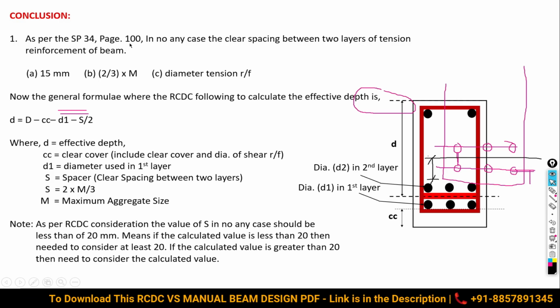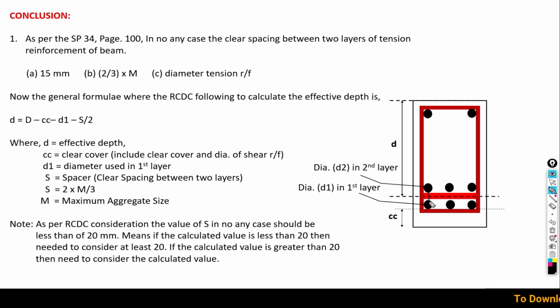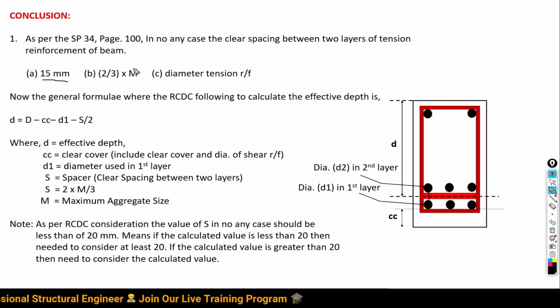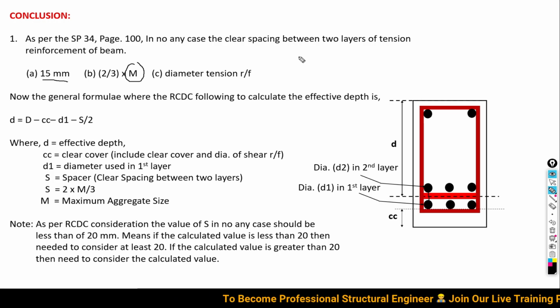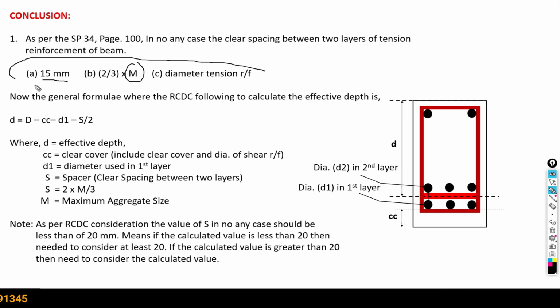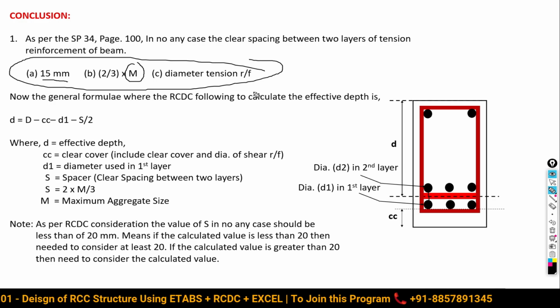As per SP34 page number 100, in no case should the clear spacing between the two layers of the tension reinforcement, the clear spacing between the two layers of the main reinforcement, be less than 15 mm, or less than 2/3 of your maximum aggregate size, where M stands for maximum aggregate size, and in no case should it be less than the maximum diameter of the tension reinforcement. These three criteria are there. Among all three, you have to consider the maximum one: 15 mm, then 2/3 of the maximum aggregate size, and the diameter of the tension reinforcement.